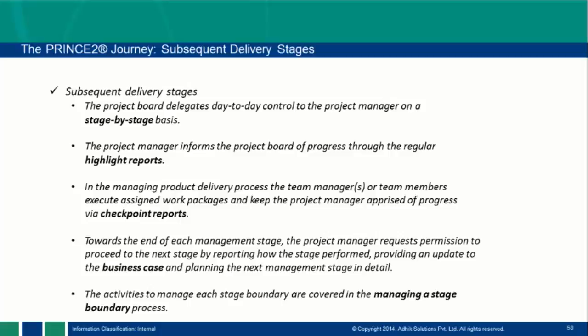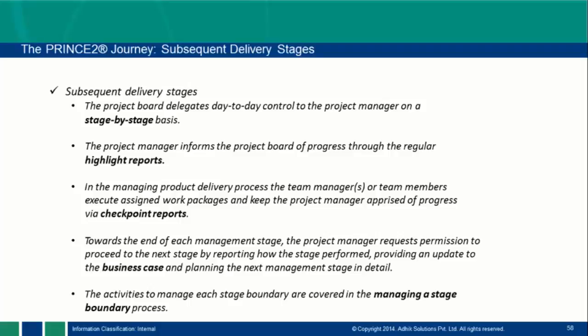The project manager informs the project board of progress through regular highlight reports. He will provide the highlight reports, and he will provide the stage completion report to the project board. So the current stage is completed, and now we need to plan for the next stage. This is one report, the highlight report, and that report is provided by the project manager to the project board.